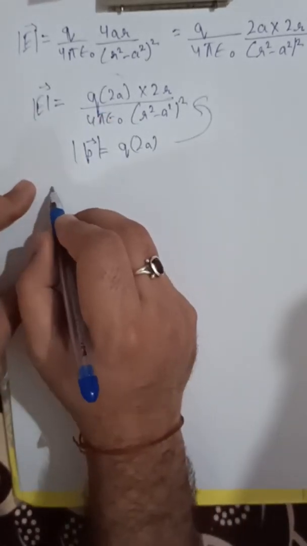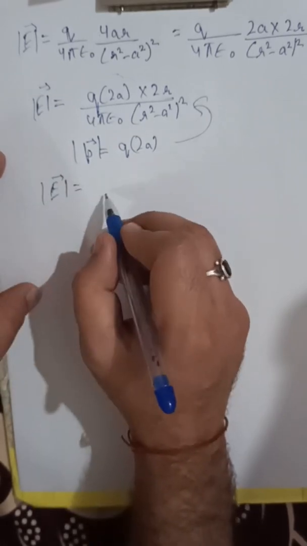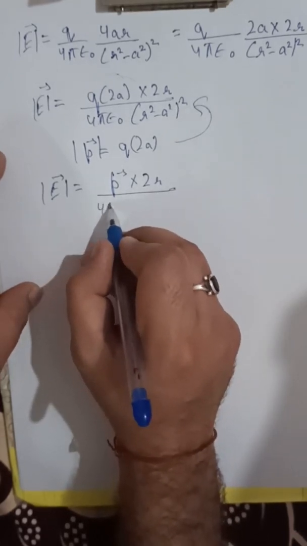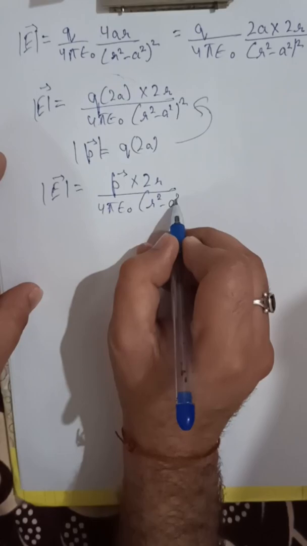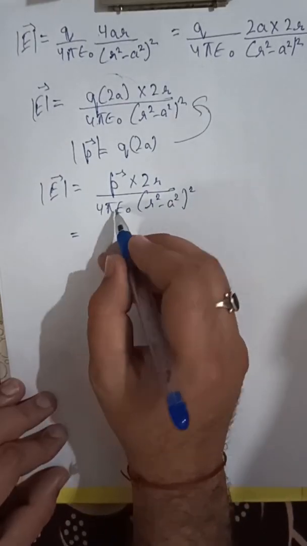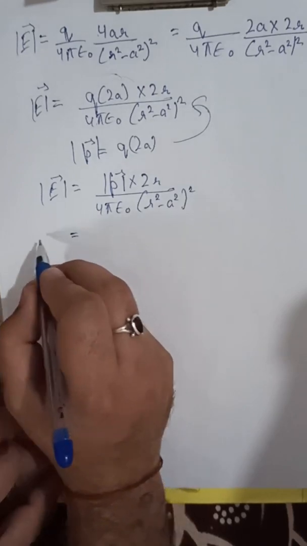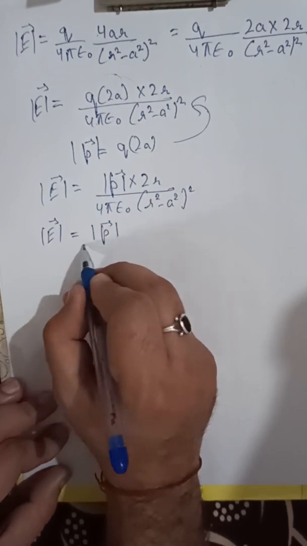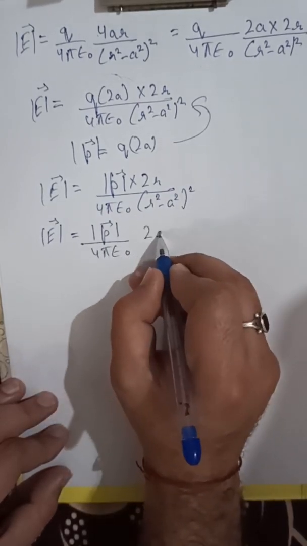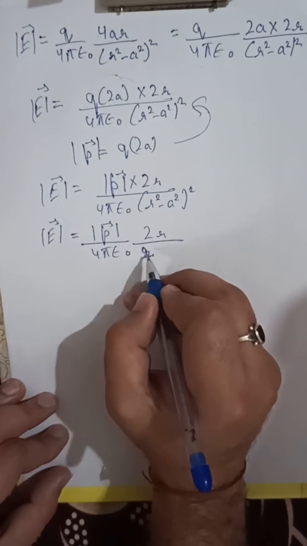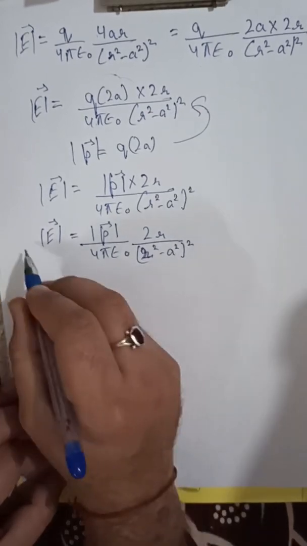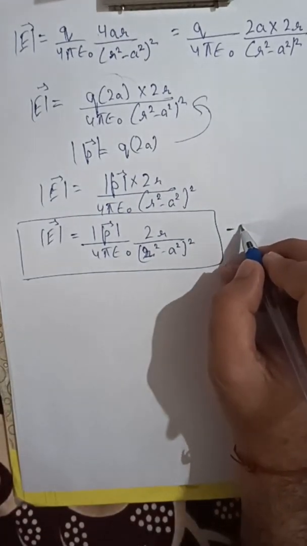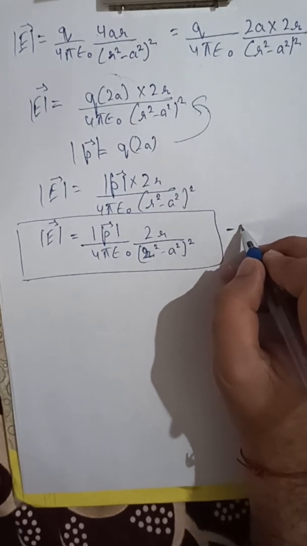Using this, we get E is equal to P into 2R upon 4 pi epsilon naught (r square minus a square) whole square. We get the magnitude of E as P upon 4 pi epsilon naught, twice of r upon (r square minus a square) whole square. This is your net electric field for the dipole on an axial line.